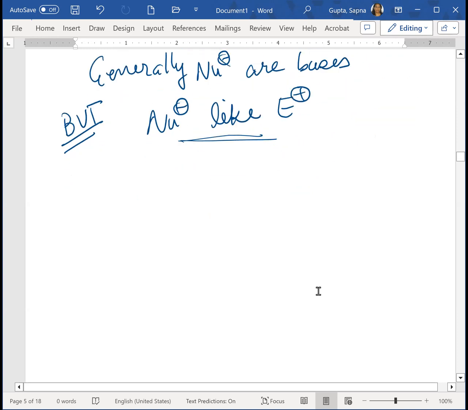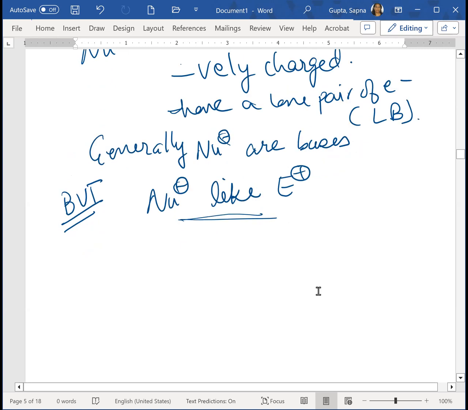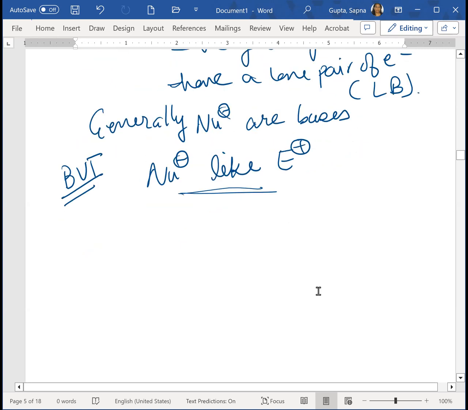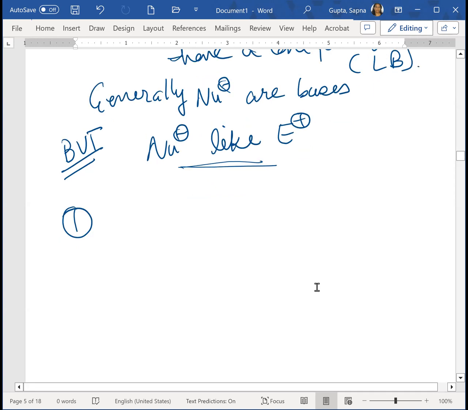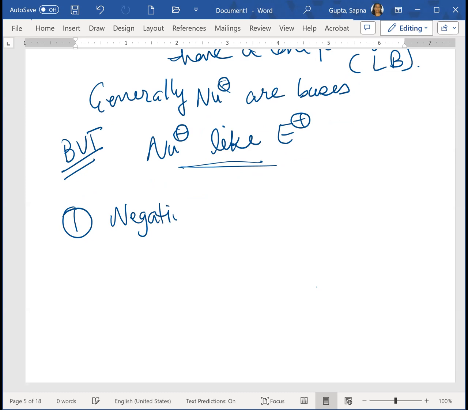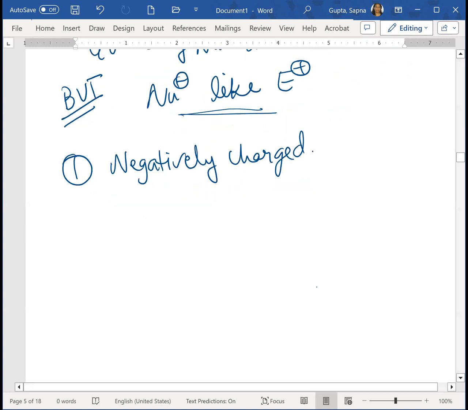Which means that now we need to talk about what makes a good nucleophile. Number one, this is something you really have to master, and I have practice for you in there. First of all, it should be negatively charged. So when I ask you to compare which one is a better nucleophile, you look for the one that is negatively charged.